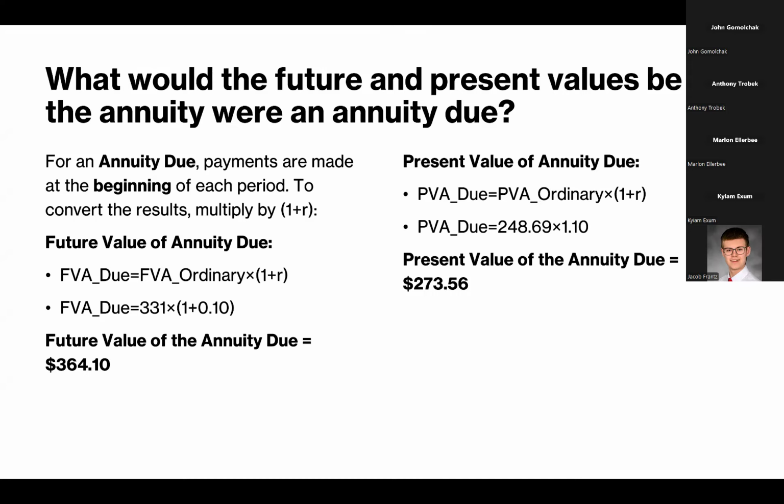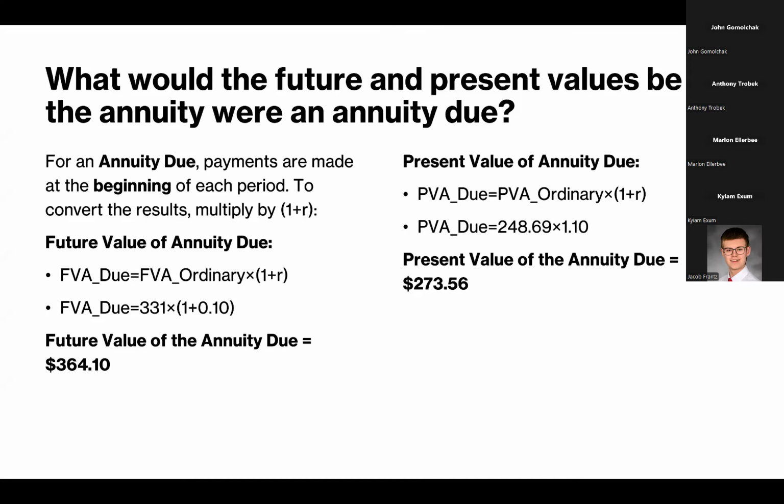The next question, what would the future and present values be if the annuity were an annuity due? So for an annuity due, payments are made at the beginning of each period. To convert the results, you just multiply by 1 plus R. So for the future value of annuity due, I have the formula there, and you just use the figure that I found a couple slides ago, and then multiply it by 1 plus R, and R is 0.1 in this case. So the future value of the annuity due is $364.10.